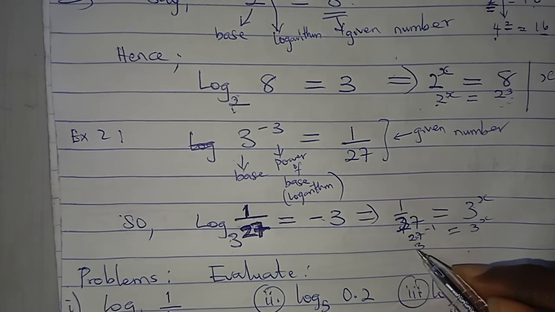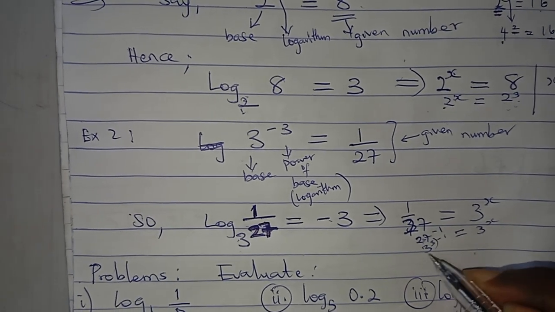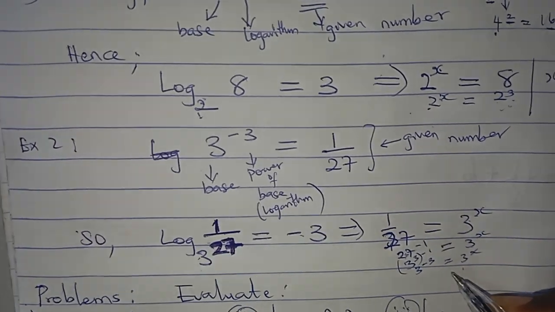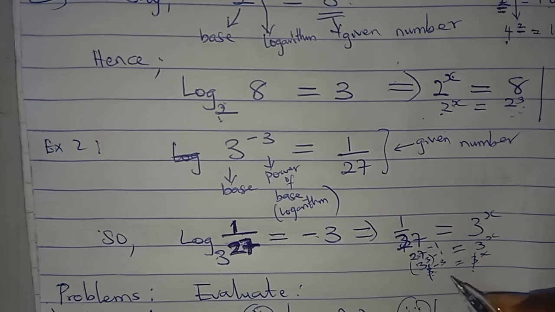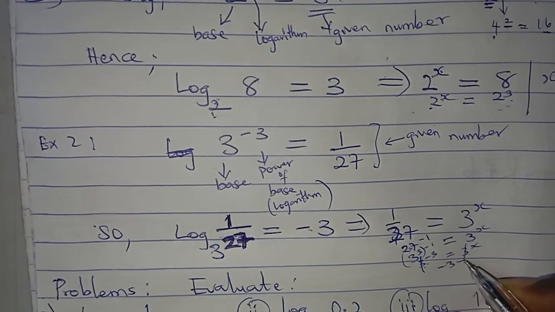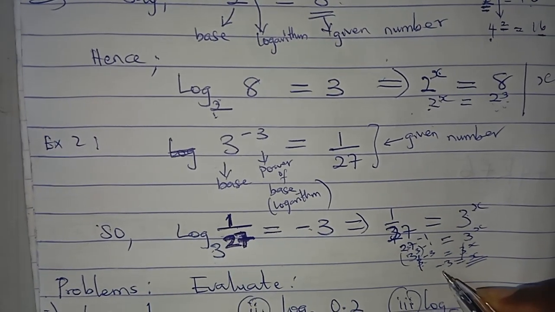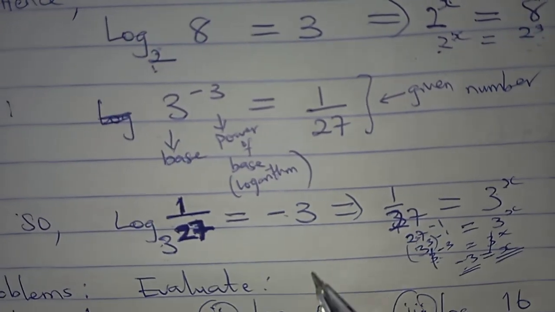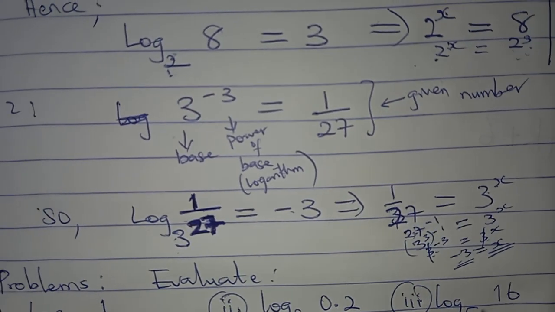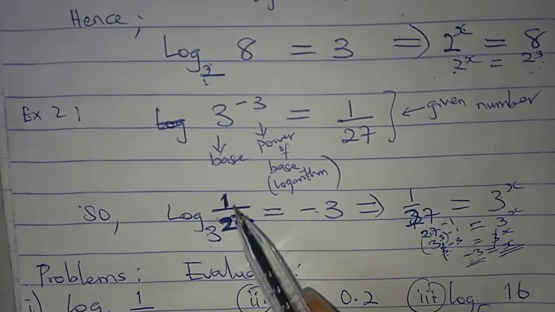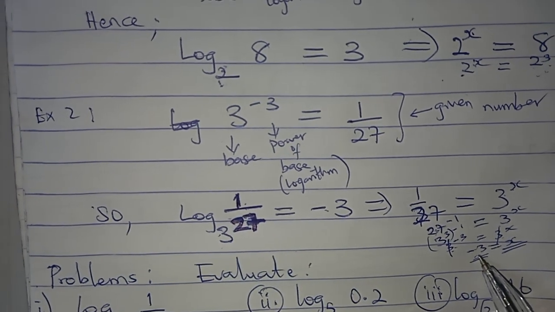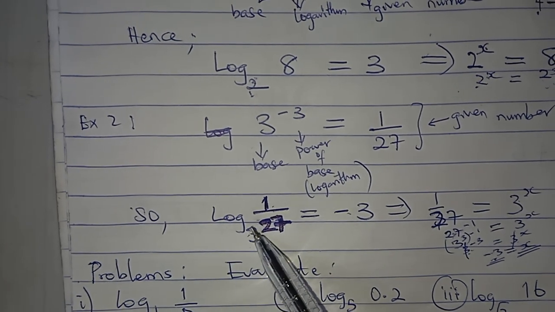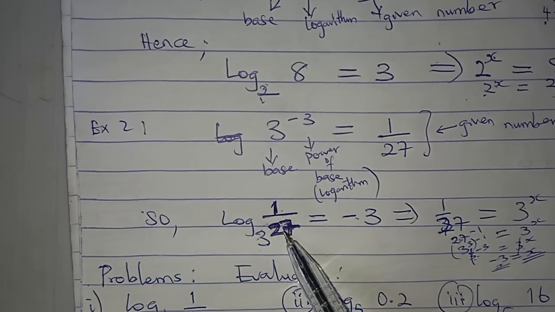Very important. So this is 3 raised to power 3, and it is having minus 1. So this is 3 raised to power minus 3 is equal to 3 raised to power x. So you can clearly see that since the bases are the same, the powers should be equal. So minus 3 is equal to x. Which means that when you have log 1 over 27 to base 3, the power to be added to this base 3 in order to get 1 over 27 is simply minus 3. So if I carry minus 3 and add it to this 3 here, 3 raised to power minus 3 is the same thing as 1 over 27.